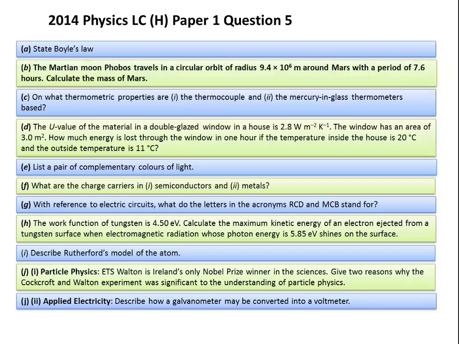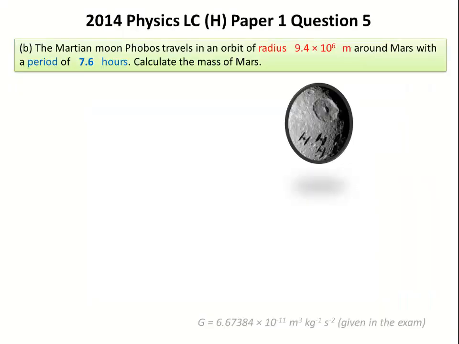The second short question is about astronomy. It talks about radius and period, so it's got to be that formula there. The period is 4 pi squared r cubed over GM. So we've got to find the mass, which is that term there, so the whole thing has got to be rearranged to a different form.